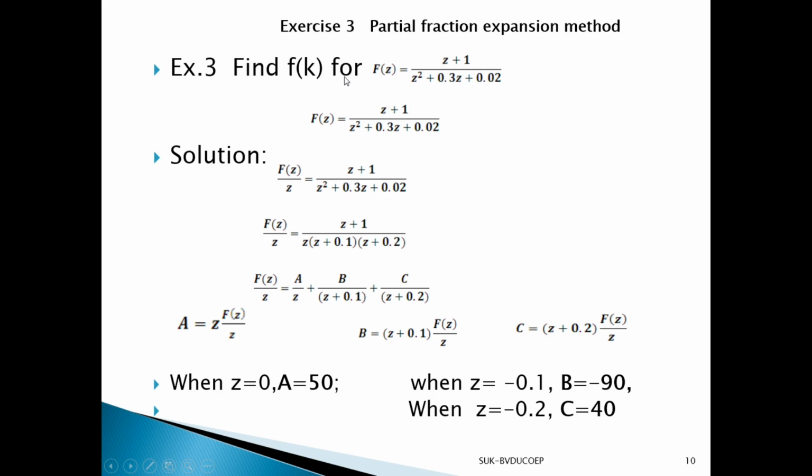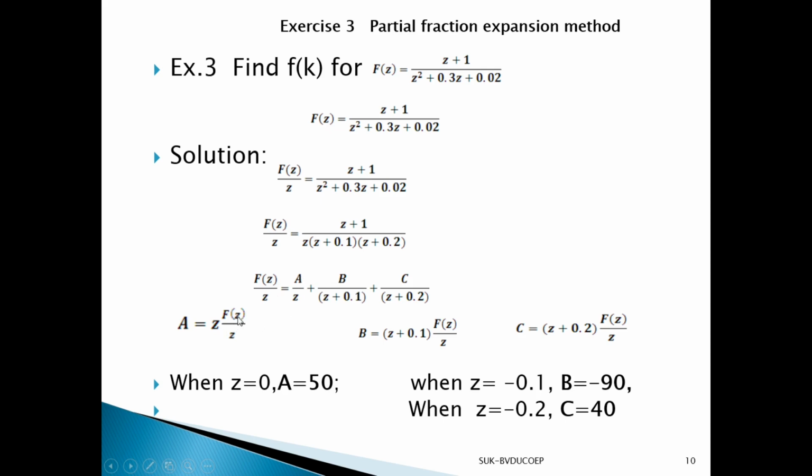You have to revise your mathematics, please, I am requesting you. Now find f(k) for F(z) using the partial fraction expansion method. Actually it is not given, but still I am writing: divide by z. So dividing by z, I write z plus 1. Since I have divided by z, the left side and the right side both get divided by z. The factors are 0.1 and 0.2, and then I write A by z, B by, and so on, as the usual partial fractions.